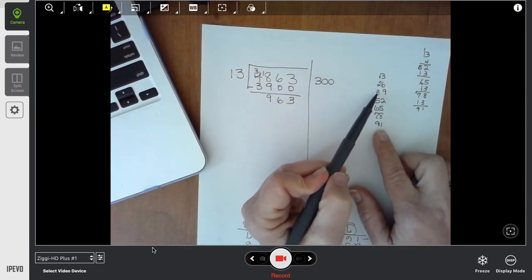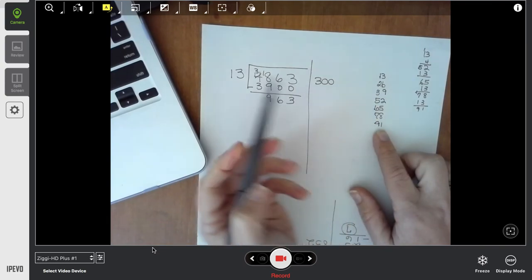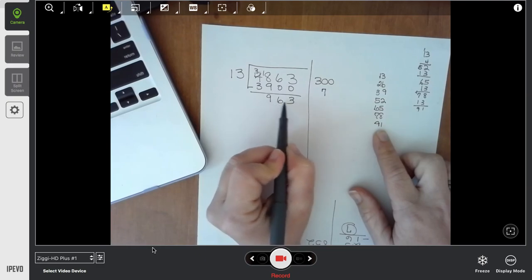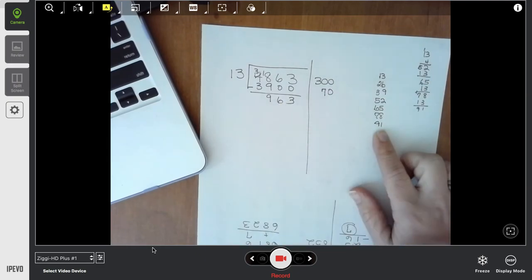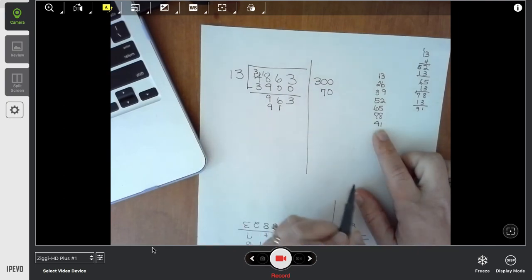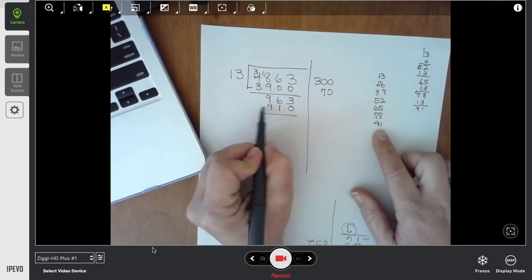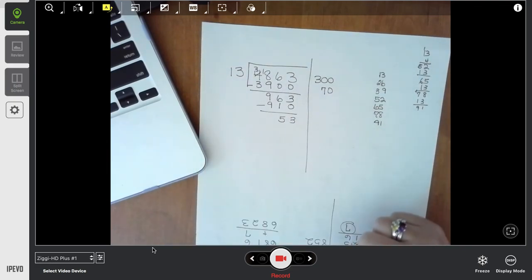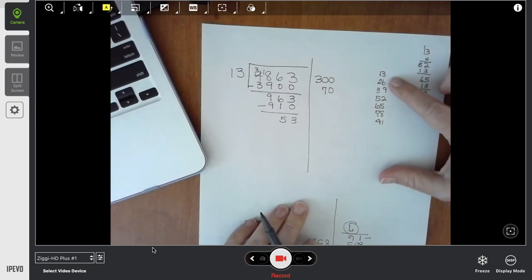1, 2, 3, 4, 5, 6, 7 13s will get me to 91, and then there's one more place value left over, so I'm going to add that 0 to keep that place value. So it's 13 times 7 is 91, and the 0 for the placeholder. And we're going to subtract. I have 53 left over. So let's look at my 13s. Good thing I wrote all this down.